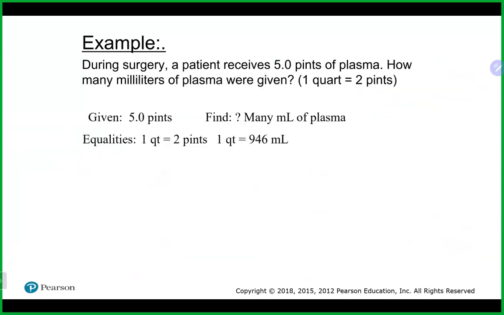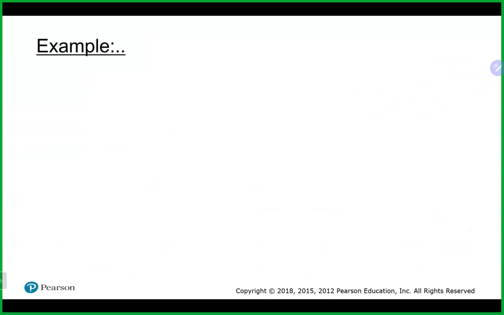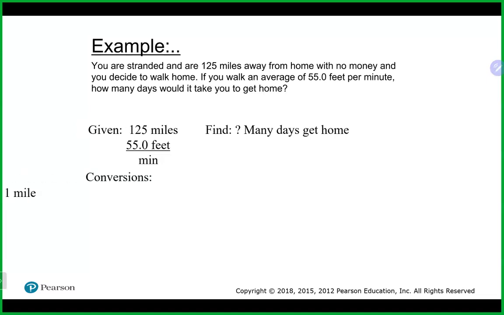All right, we'll actually skip this one. We did one kind of similar a second ago. I think we're going to go to, let's do this one. You're stranded 125 miles away from home. You decide, nice day, let's go for a walk. You walk 55 feet per minute. How many days will you be walking? Hopefully it's nice all those days. Okay. All right, so some equalities that might be helpful for you.